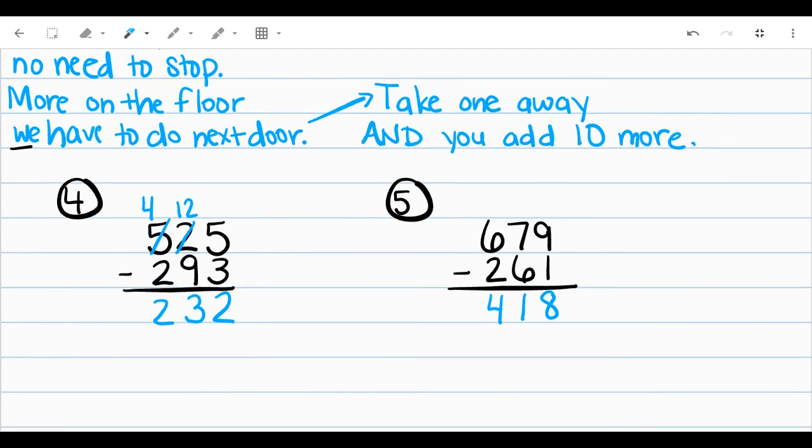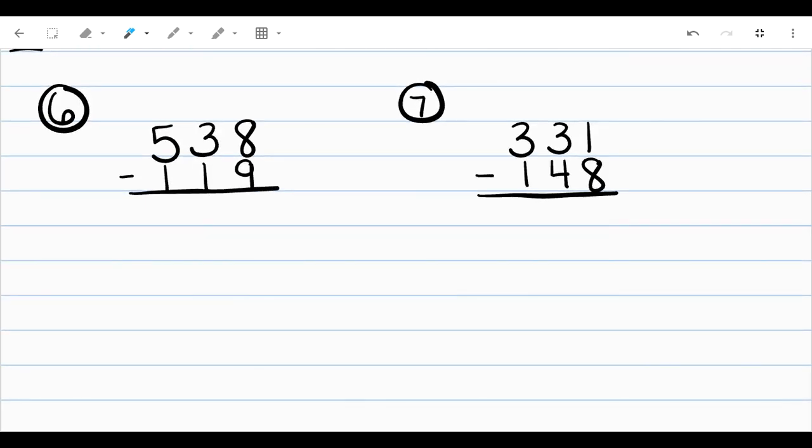All right, let's look at number 6 and 7. We've got to remember, if there's more on top, no need to stop. If there's more on the floor, though, we have to go next door. Okay, so for number 6, we have 538 minus 119. When we start in our ones column, you can see that all of my numbers are lined up. And when you're working these out and practicing these on your own, you want to make sure that you've lined up your place values. If our numbers aren't lined up, we're not going to be subtracting the correct place values. And we can't take tens away from ones or hundreds from ones. We have to make sure our ones are lined up together, tens are lined up together, and hundreds are lined up together.